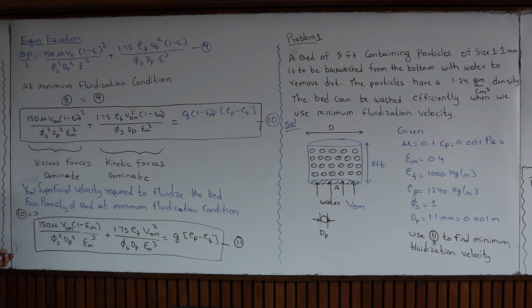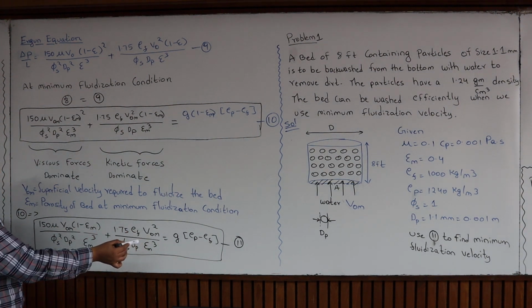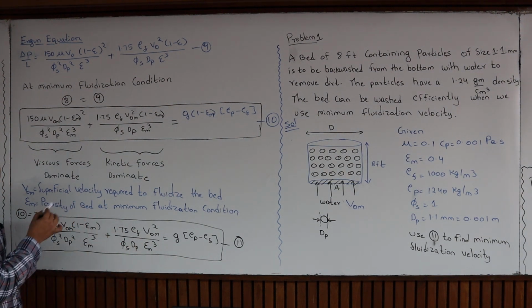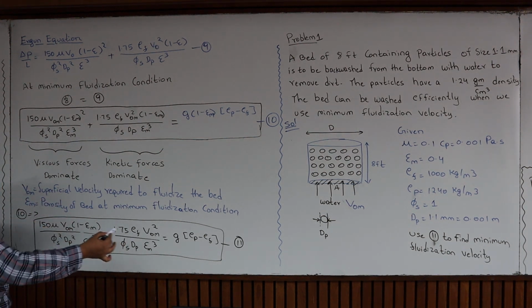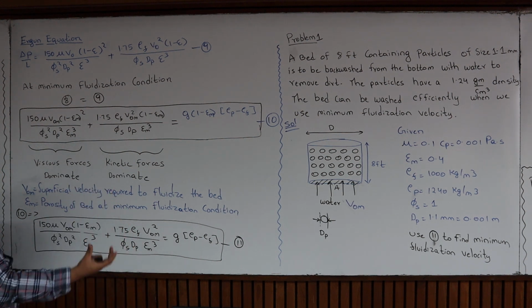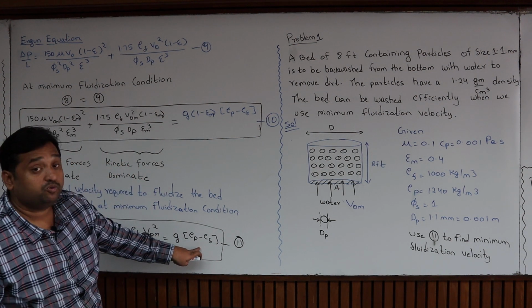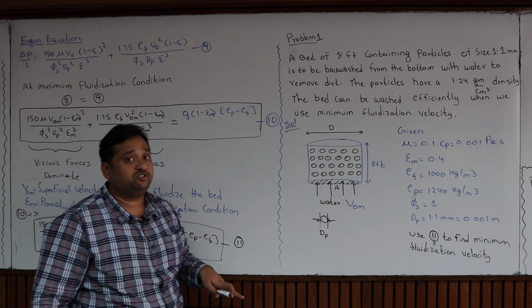What is our objective? Don't forget our objective. We have to find V0m, because here is one V0m and here is V0m squared. So it's not a straightforward equation, it's a quadratic equation. You have to find the roots of this equation to find the minimum fluidization velocity, that is, the minimum velocity required to fluidize the bed. This is the final equation used to estimate the velocity required.